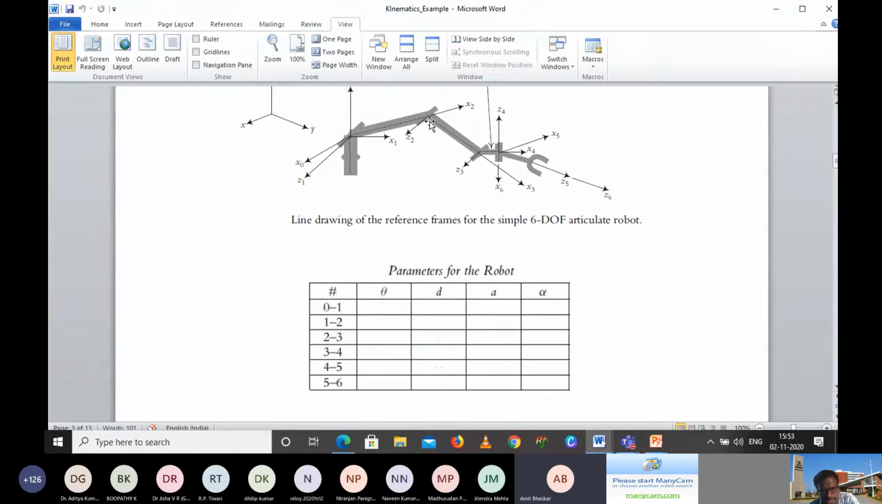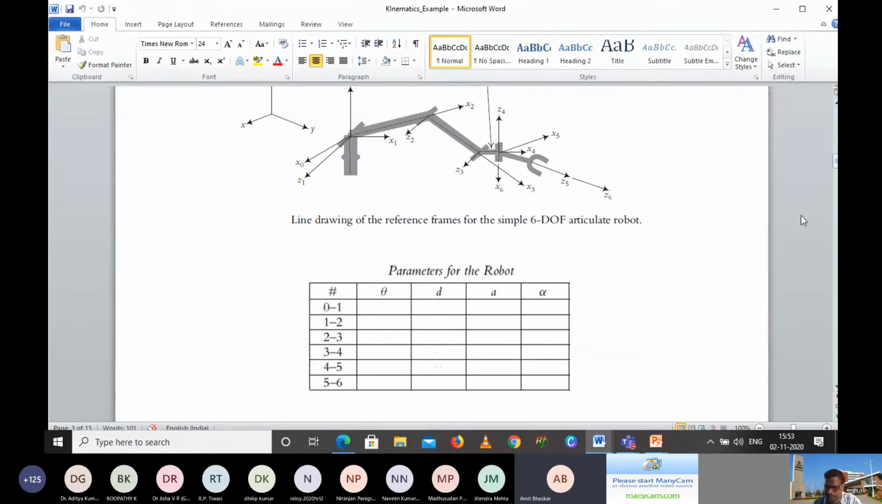Z3, we are having a common normal, that is the X3 axis. So we will have only A3. Please take a note, sir. We will have only A3.